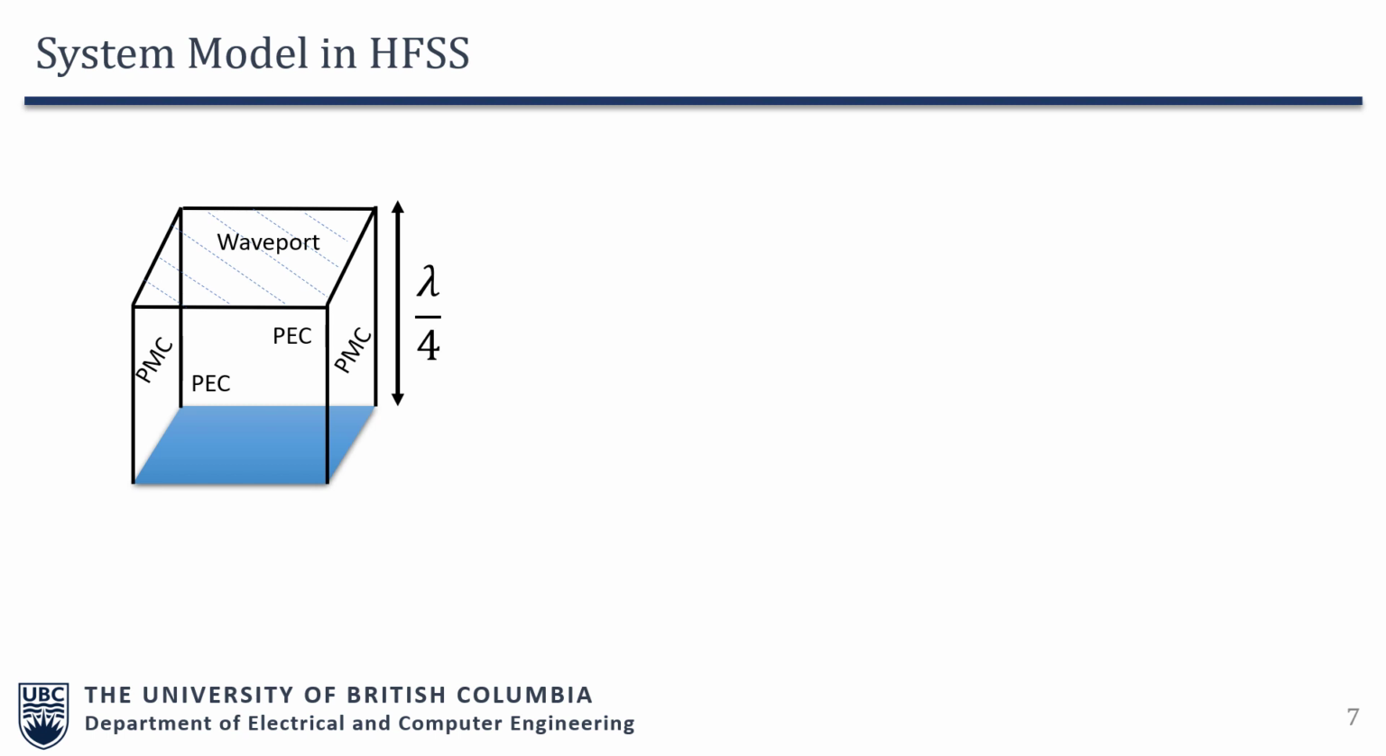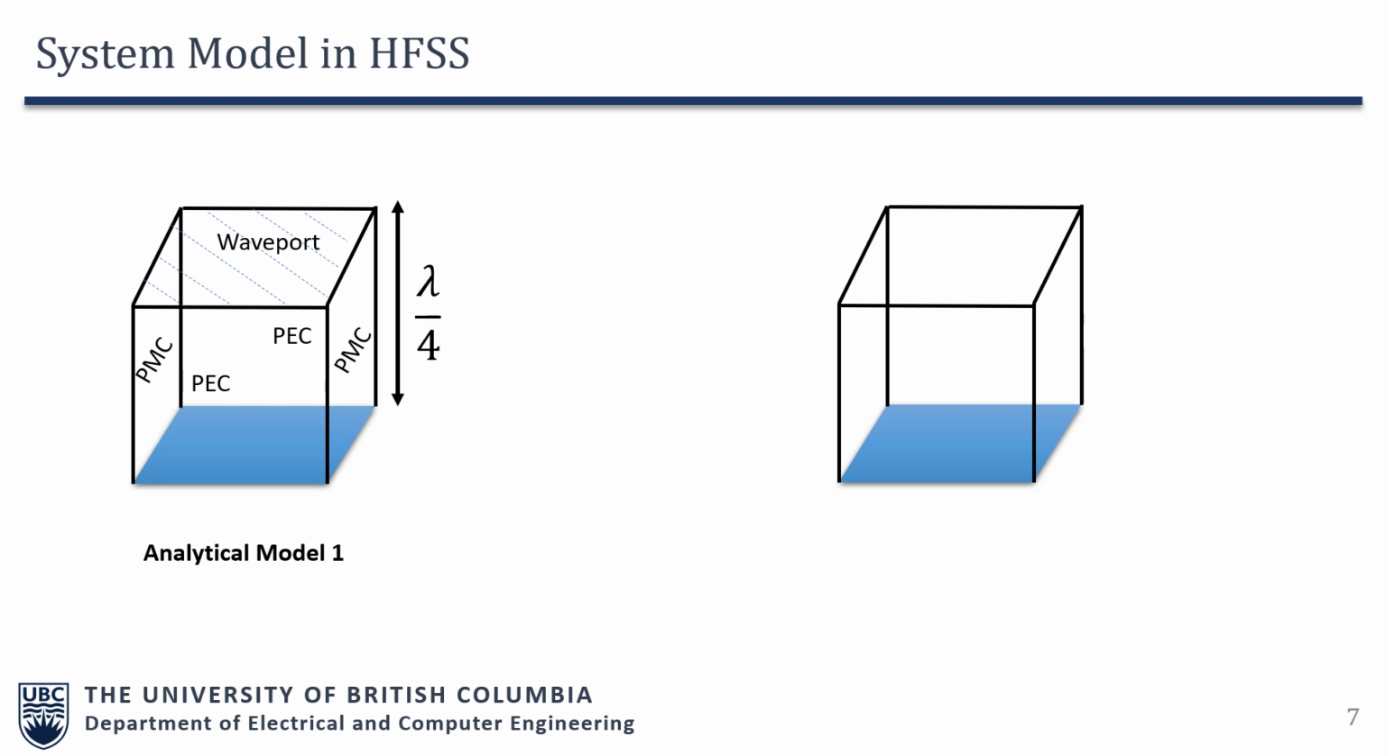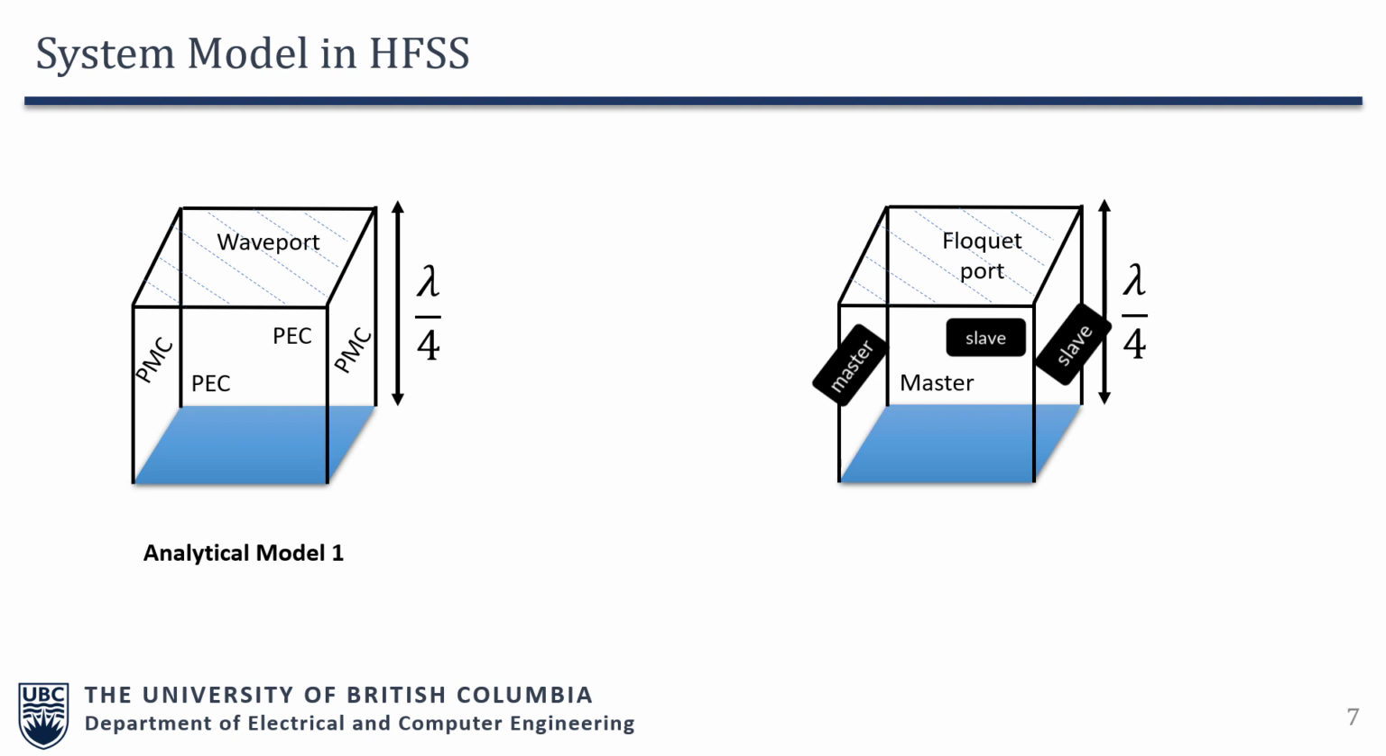So this is analytical model one. We can also model it in another way. In the second model, instead of using PEC, PMC and wave port, we can use a Floquet port and define master and slave boundaries. Definitely the wave port will be replaced by the Floquet port. And the height requirement is also the same, lambda by 4, a quarter wavelength at the operating frequency. So this is analytical model 2.